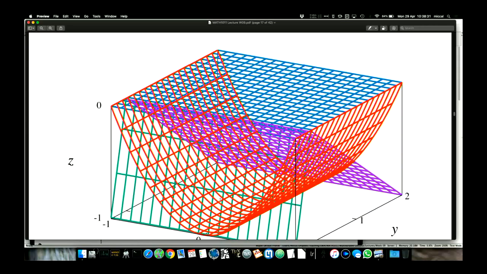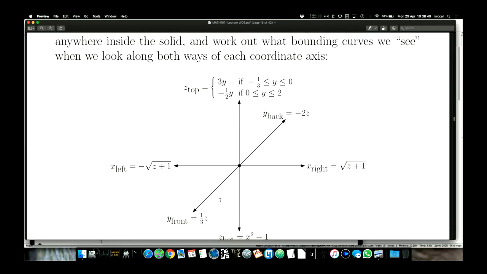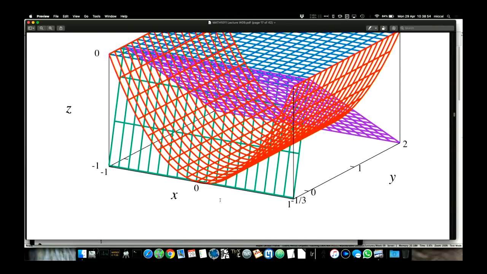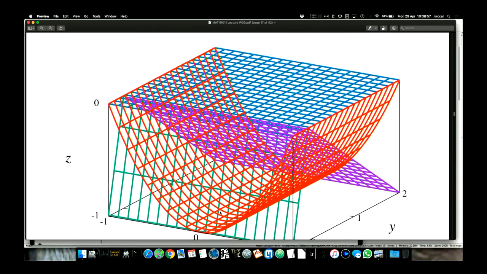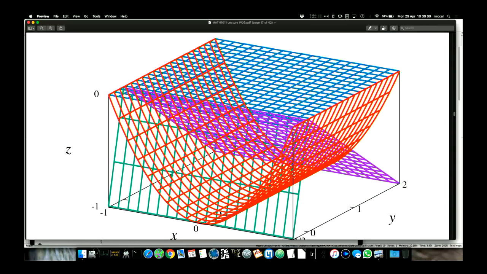Imagine you're a little bug sitting inside. You look up, what do you see? Down, left, right, back, forward. Figure that out first. Make sure you understand where this came from. And then, all right, I'm going to integrate with respect to z first. What does the shadow of this region look like in the xy plane? The way I've set this thing up, z's up and down, you squash it, what does it look like? If I integrate with respect to x first, I squash it that way. What does it look like? If I integrate with respect to y first, I squash it that way. What does it look like?